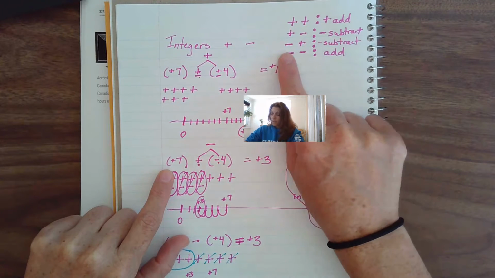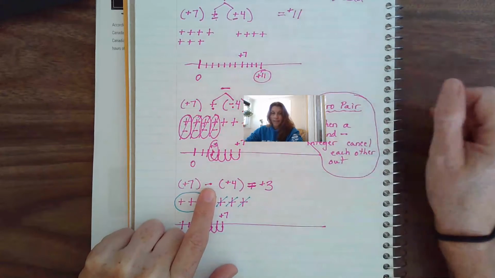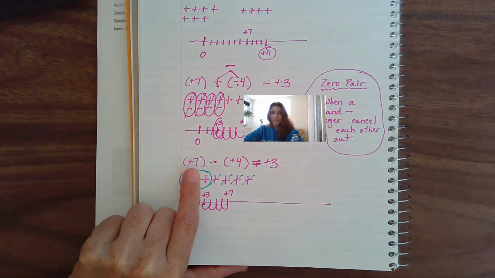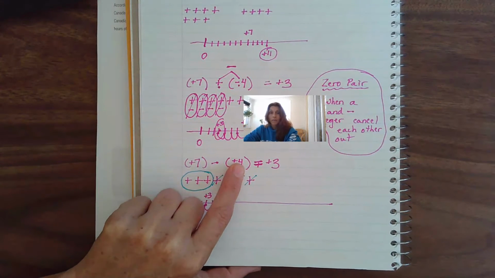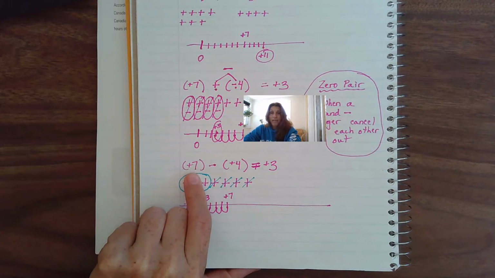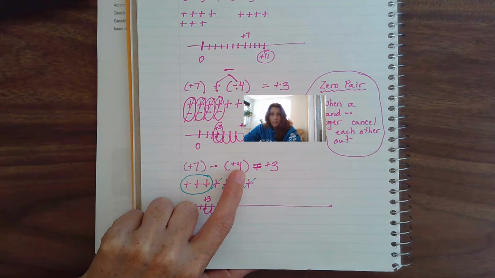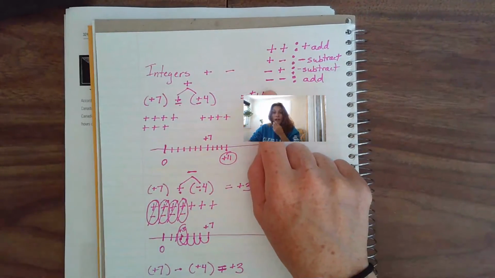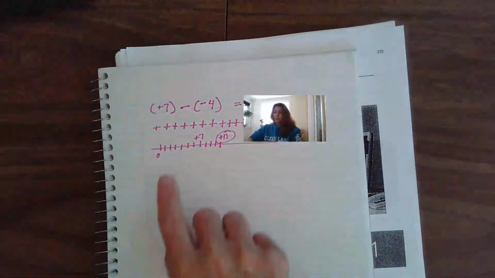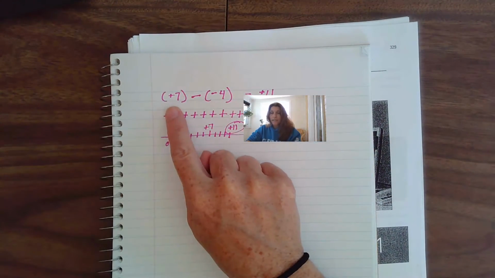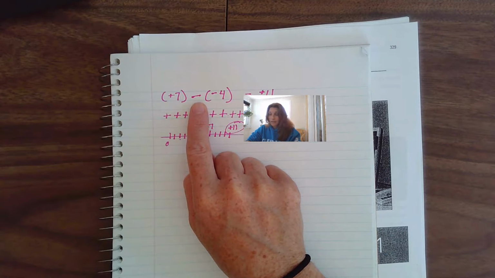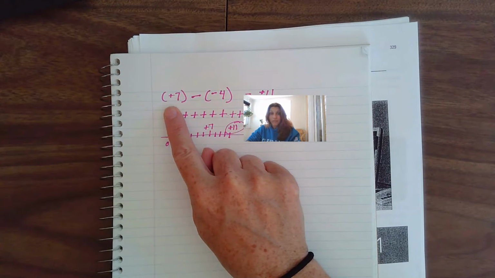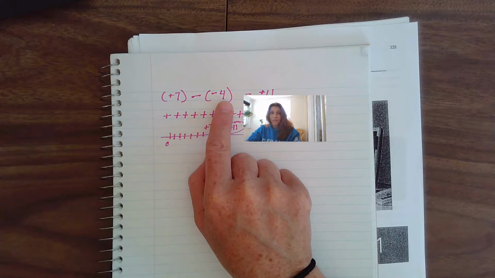Okay? If you are subtracting a positive number, the same thing happens. Positive 7 take away positive 4 becomes 7 take away 4. Okay, it's just subtract. And then, of course, the last one, if you are subtracting a negative amount, positive 7 subtract negative 4 becomes adding. It becomes positive 7 plus 4.